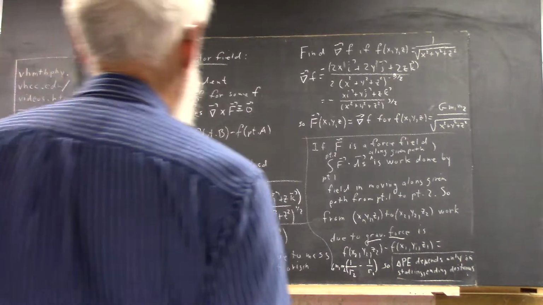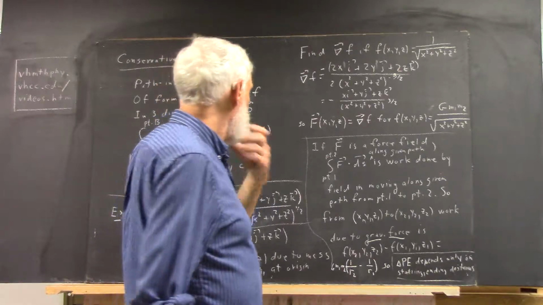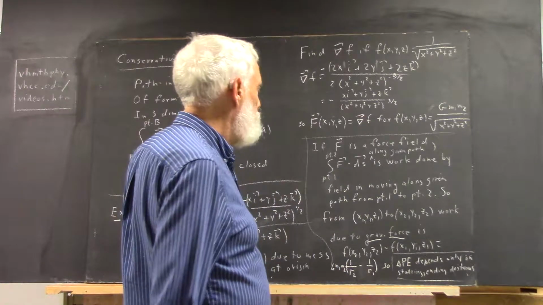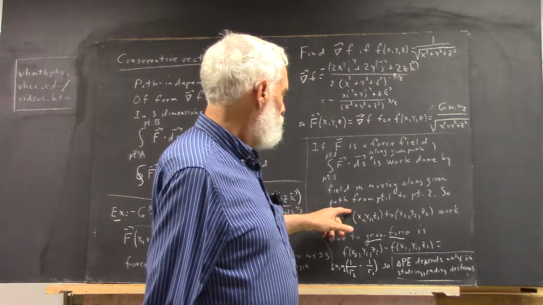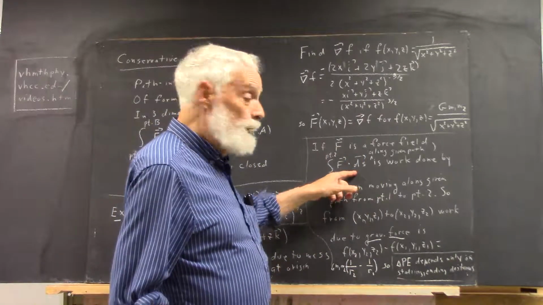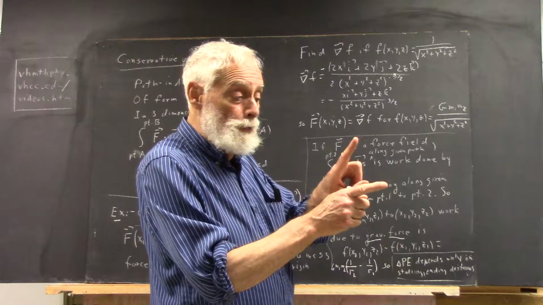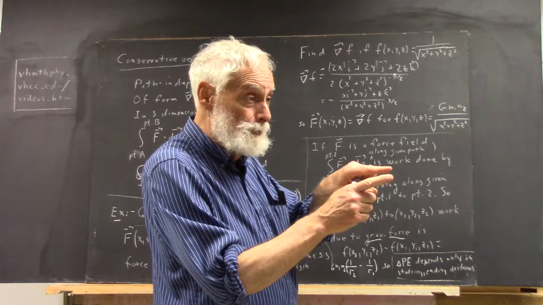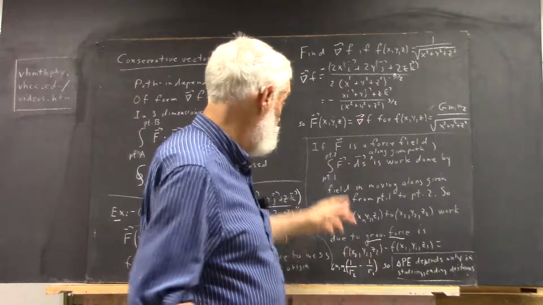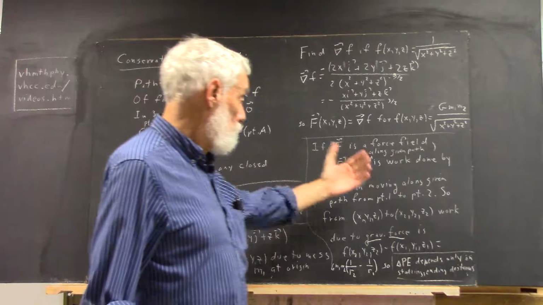Okay, now, if F is a force field, then the integral of F dot ds along any given path is the work done by the field in moving along the path from one point to the other. Because your ds stands for the delta S along your path, and you know that the force dotted with delta S gives you the work. Okay, your force dotted with a displacement gives you the work. So that's a very simple and straightforward consequence of the way we define work.